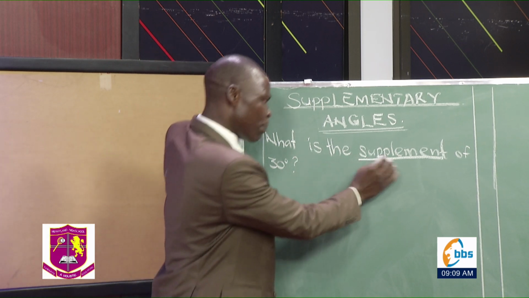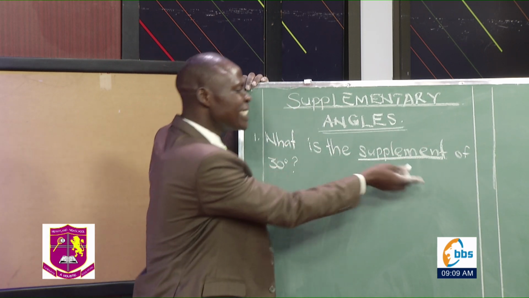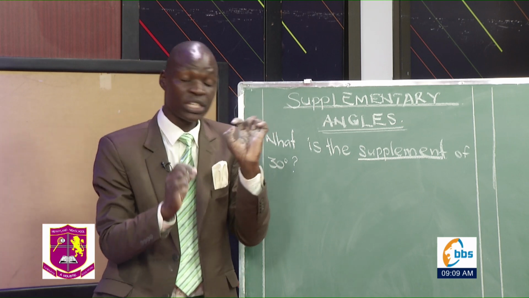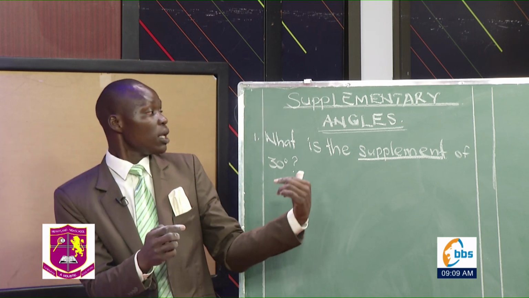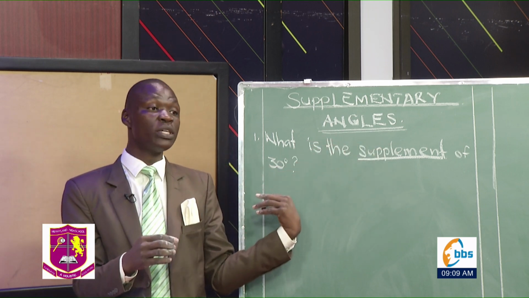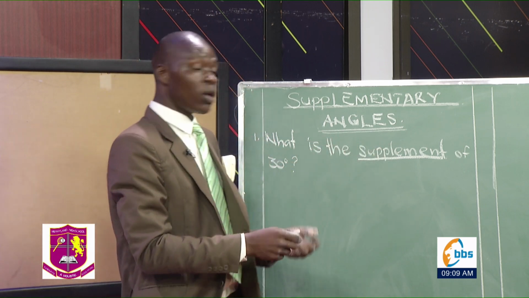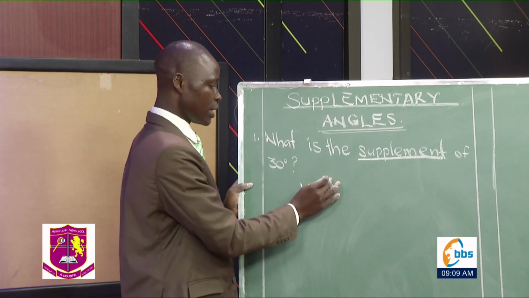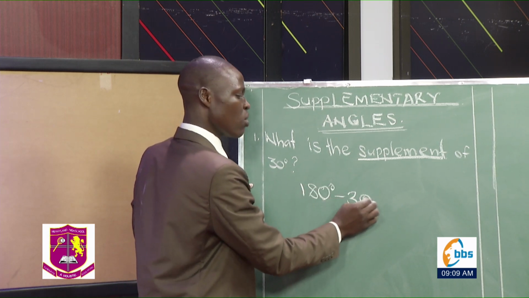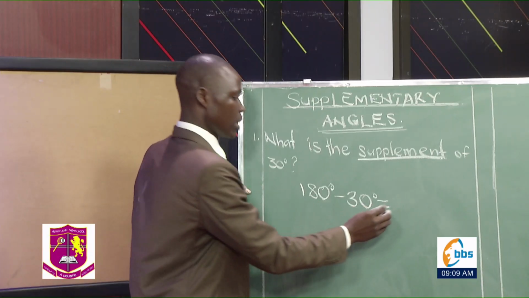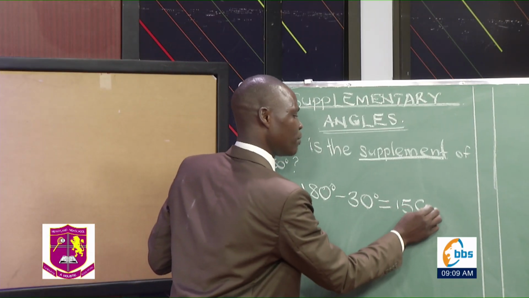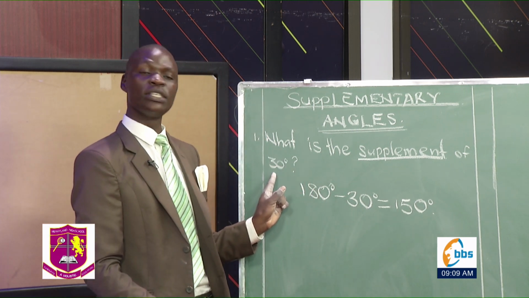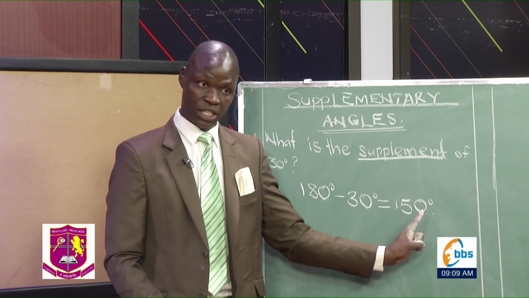So what is the supplement? They are talking about supplement. So the supplement of 30 degrees. Supplements are angles which add up to 180 degrees. So if one of the angles is 30 degrees, then to get the other angle, you just get the total 180 degrees minus the given angle, and you will get our answer as 150 degrees. So the supplement of 30 degrees is 150 degrees.